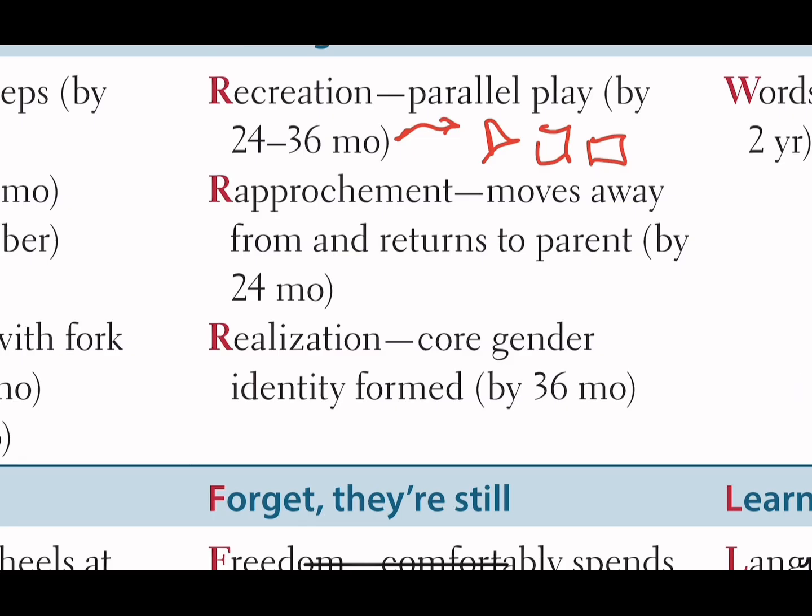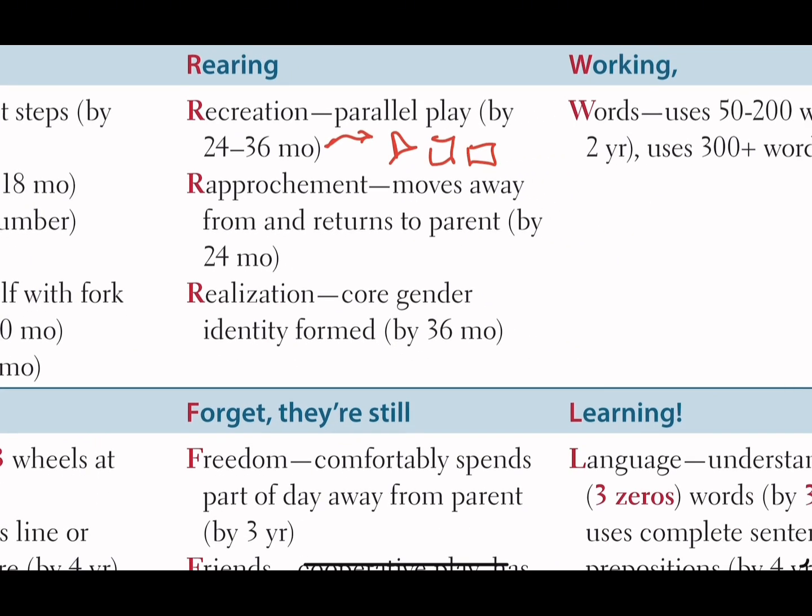Rapprochement: moves away from and returns to parent. Rapprochement, so this is 24 months, 2 years. Let's imagine going from one parent to the other, they will go to this and this is 2 years.